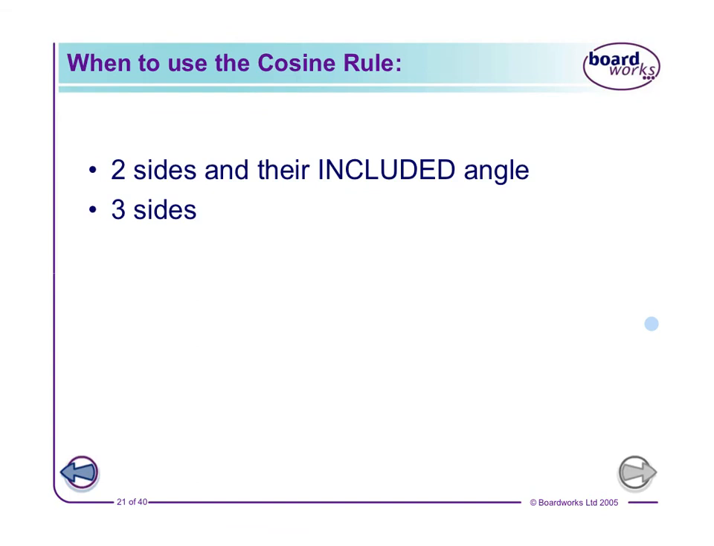Right, so these are the 2 scenarios that you would use the cosine rule in. 2 sides and the included angle, or if you're given all 3 sides and no angles, then the cosine rule is the necessary rule to use.